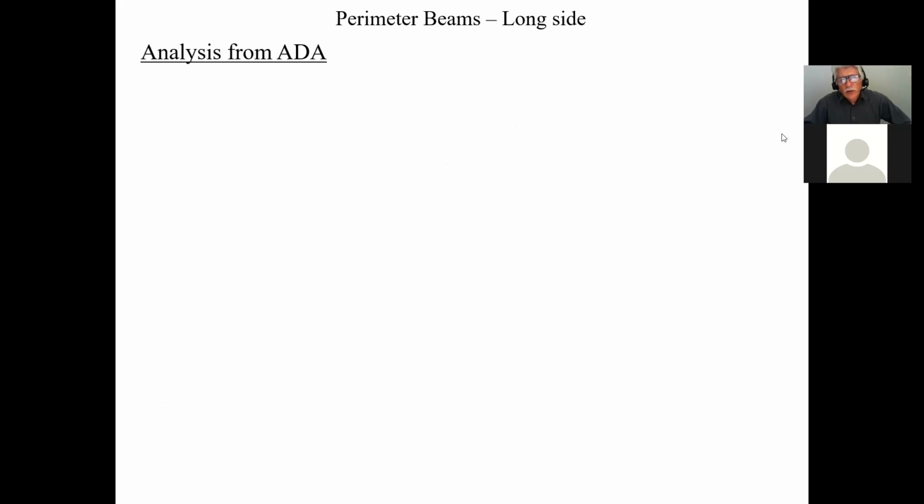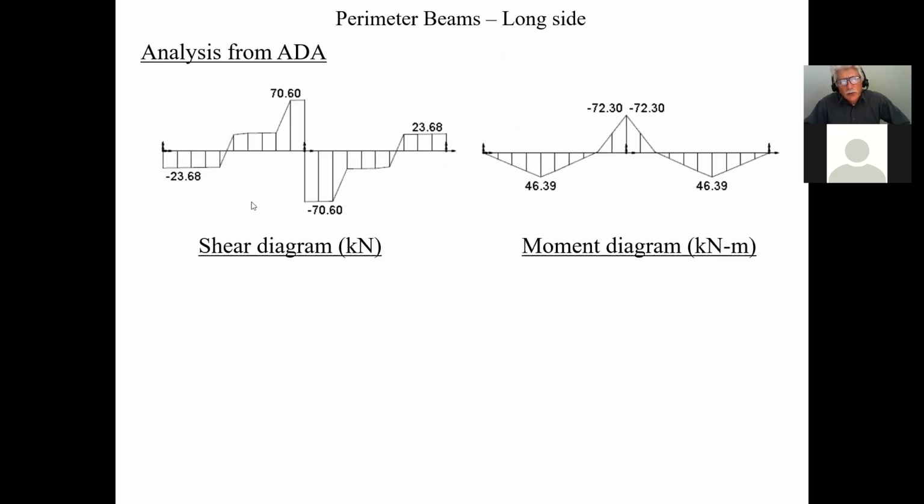And now, once you run your analysis from ADA, of course, I've already done this. This is what you're going to see. You're going to see your shear diagram, okay? And you're going to see your moment diagram. So for example, if you get a value of 70.6 here for your shear, and you get a value of 72.3 for your moment, then you're on the right track. And like I said, I might have made a mistake, okay? But if this is what you get, you're on the right track.